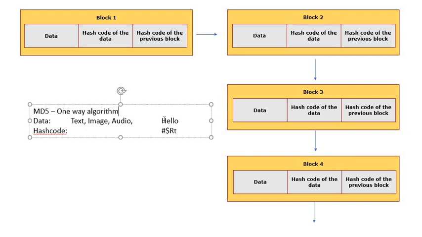The second speciality of this algorithm is that if there's a small change in the data, for example someone corrupted this data by replacing the small e with a capital E, then the hash code changes. Maybe the hash code now becomes something like this. Any small change that we make in the data results in a change in the hash code also. That is why the blockchain is secured.